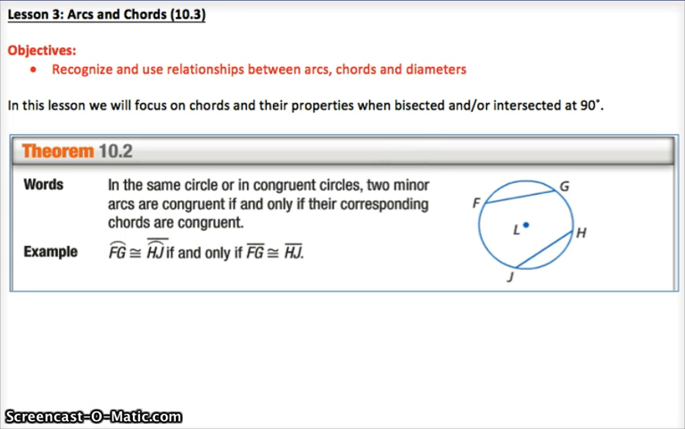This is actually a mistake. I don't know what happened there. Let me get rid of this here. This little line isn't supposed to be here. That doesn't make any sense. Get rid of that. That was printed wrong in the book, I guess. These two chords are congruent if and only if their arcs are congruent, and vice versa.